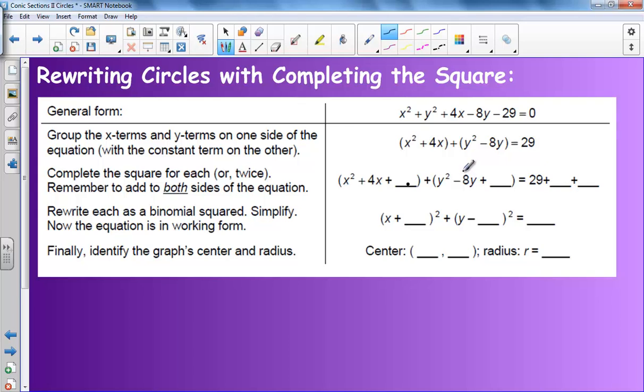Now it's not the same b over 2 squared each time, because this b right here is the one you'll use with the x's, and this b is the one you'll use with the y's. So they're different numbers. Then we're going to factor. And then once we have it in this form, we can tell our center, because this will be our h right here, and this will be our k, and it'll be set equal to r squared, so we can find the center (h, k), and we can find the radius, the square root of r squared. Okay, so we're going to work through some example problems together here.